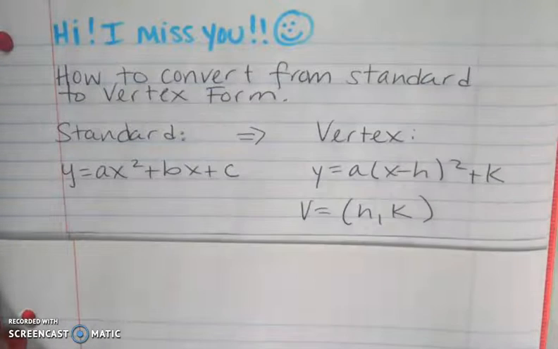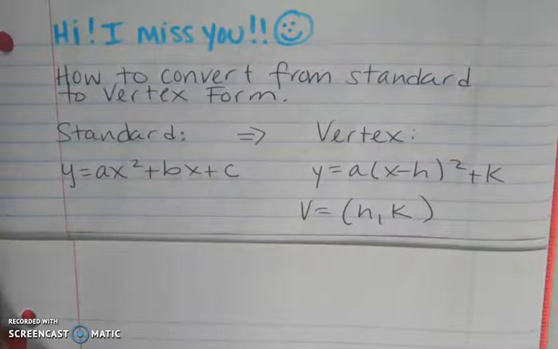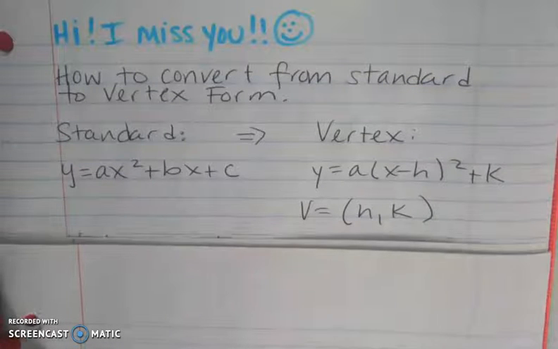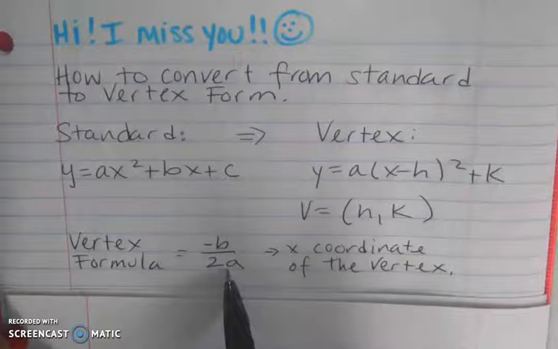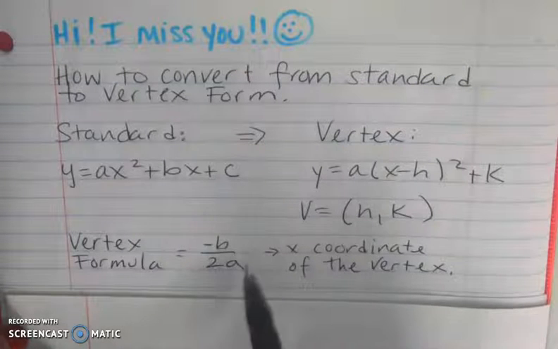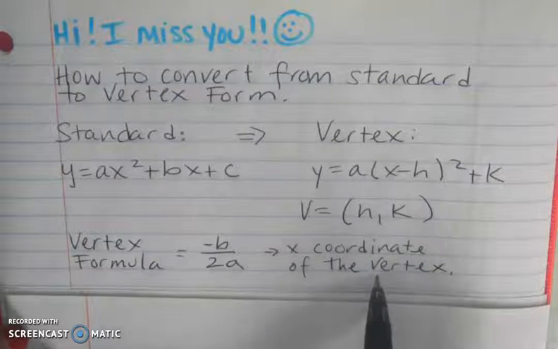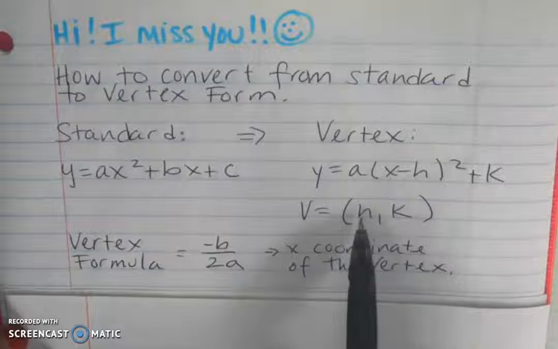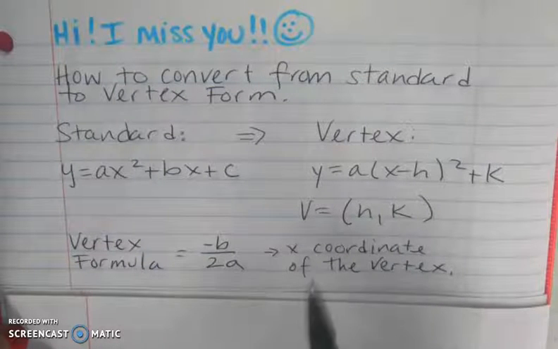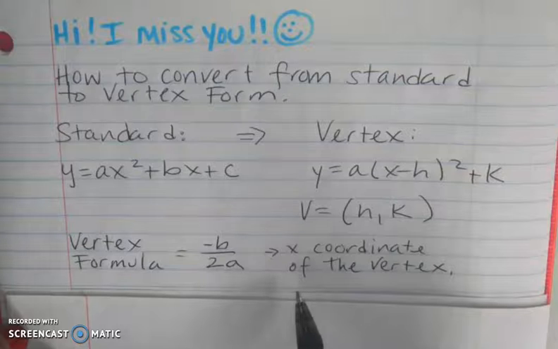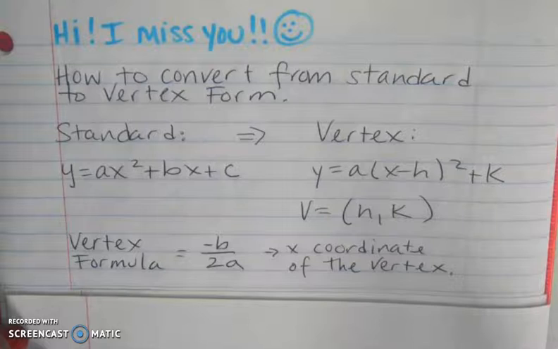Okay, so to convert from standard to vertex form, you need the vertex formula, and we've actually seen this in class before. Vertex formula is negative b over 2a. And when you calculate negative b over 2a, it's going to give you the x-coordinate of the vertex. So in other words, it's going to give you this number right here. Once we have the x-coordinate, we can plug it back in to the formula to get our y-coordinate of the vertex. So let's go ahead and do some examples.